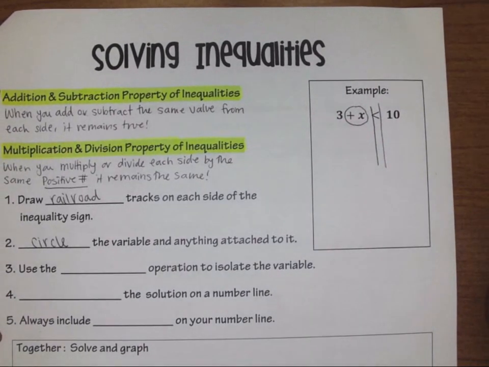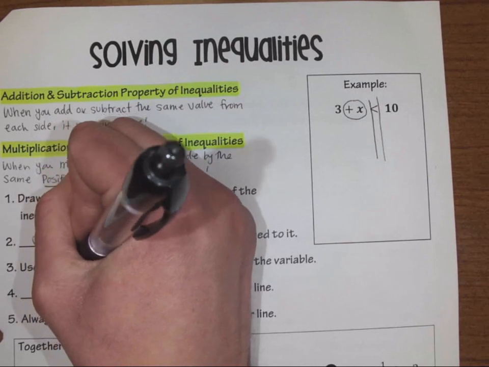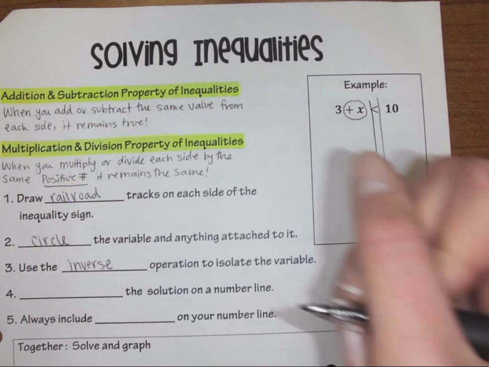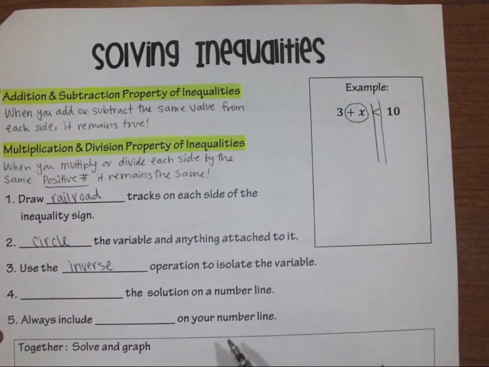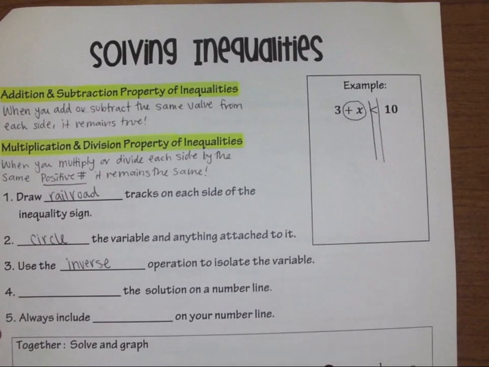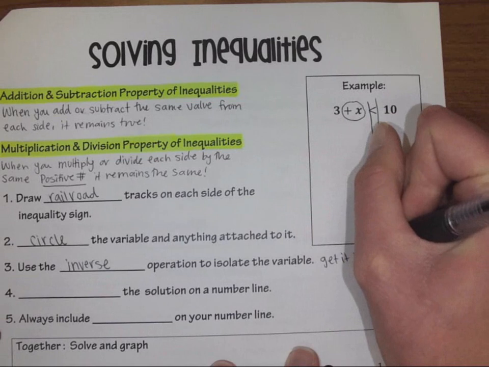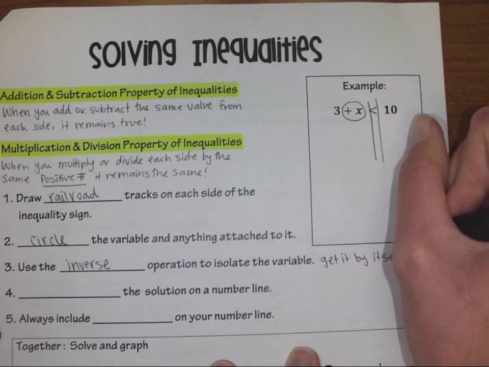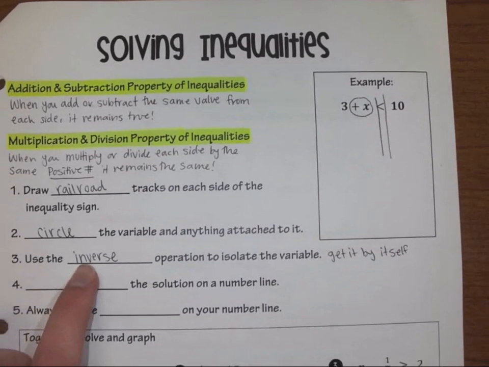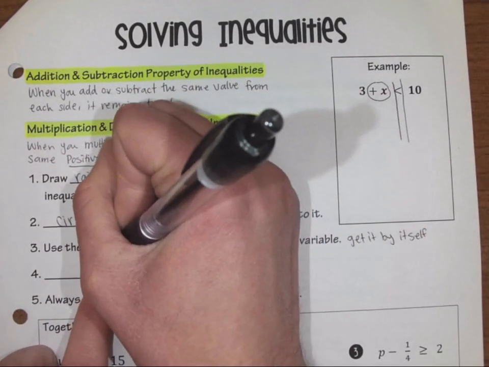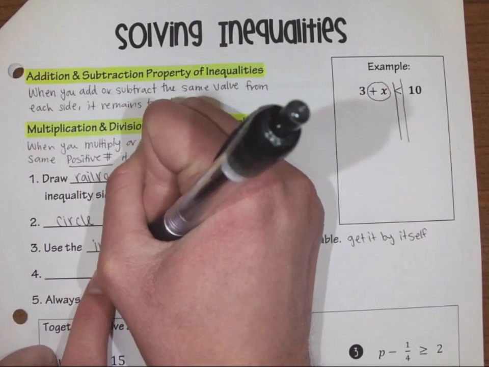The next step is to use the inverse operation to get the variable by itself. That's what we mean when we say isolate the variable. Get it by itself. Okay. And inverse, remember, really means to do the opposite.